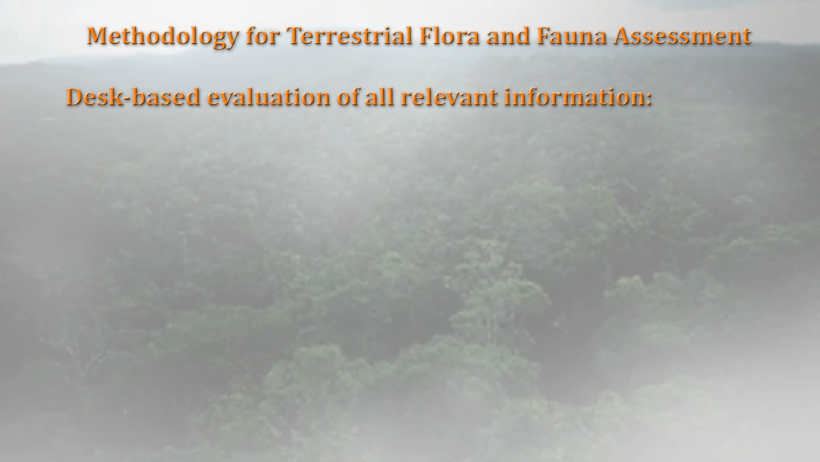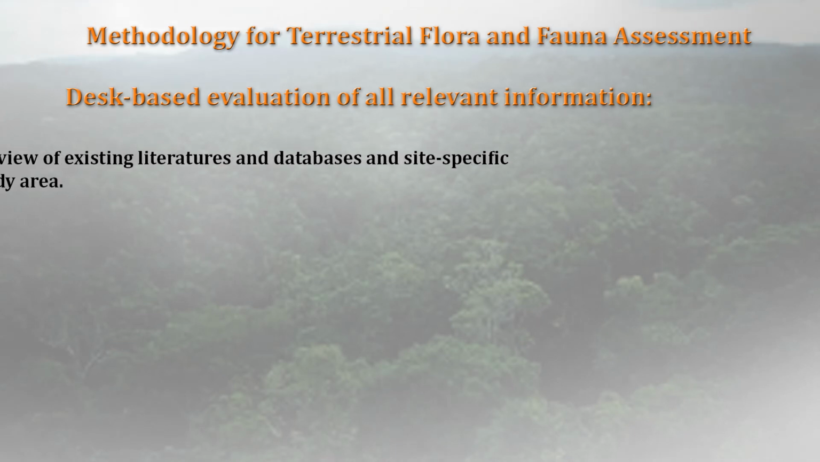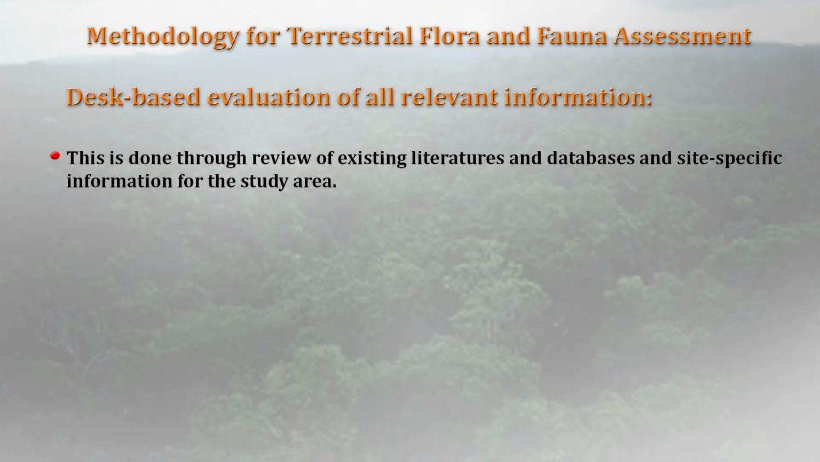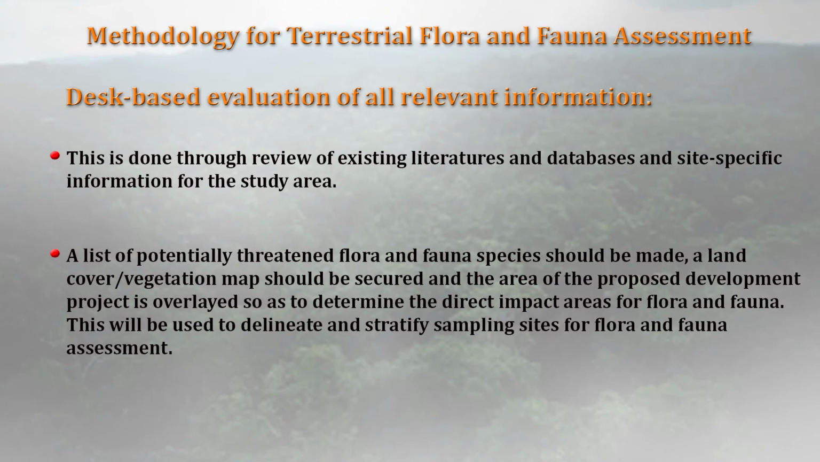Methodology for the assessment of terrestrial flora and fauna. We can have the desk based evaluation for all the relevant information. This is done by doing an existing review of literature, database, and site specific information for the study area that is proposed. A list of potentially threatened flora and fauna species should be listed out. Then a land cover and a vegetation map should be made. The area of the development project is overlaid so as to determine the direct impact on the flora and fauna in that area. That will be used to delineate and stratify the sampling sites for the flora and fauna assessment.